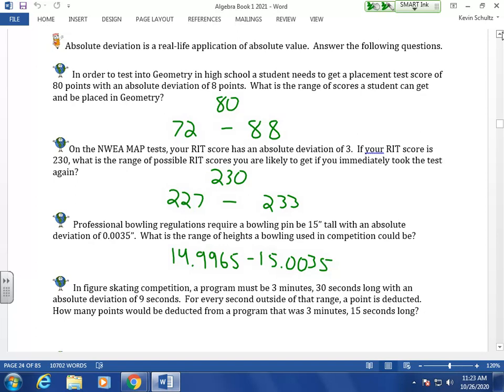Questions so far? Did this section make a little more sense than the solving the equation section? I hope so, because this is more of the application of it.